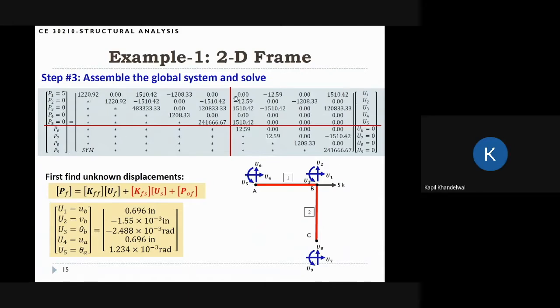We don't need it. We just need the KFF portion, because we don't need this portion because US is 0. So you can see that U6, U7, U8, U9, they're all 0. And we want to calculate our UF, that is U1 to U5. So we have to just calculate this using this relationship here.